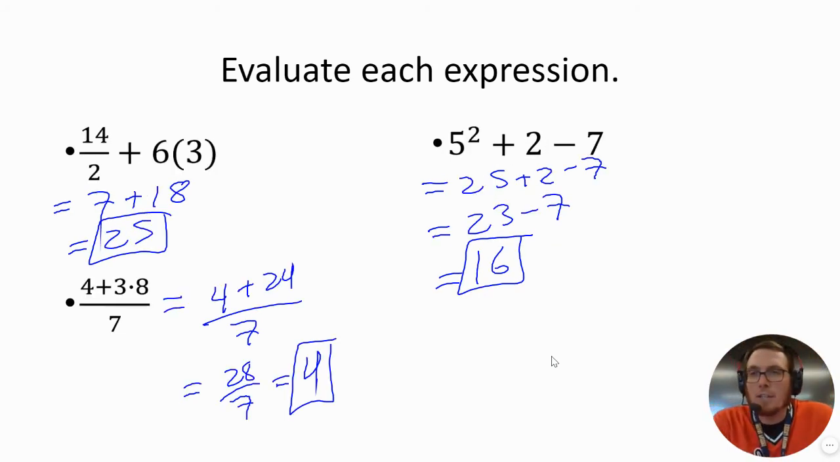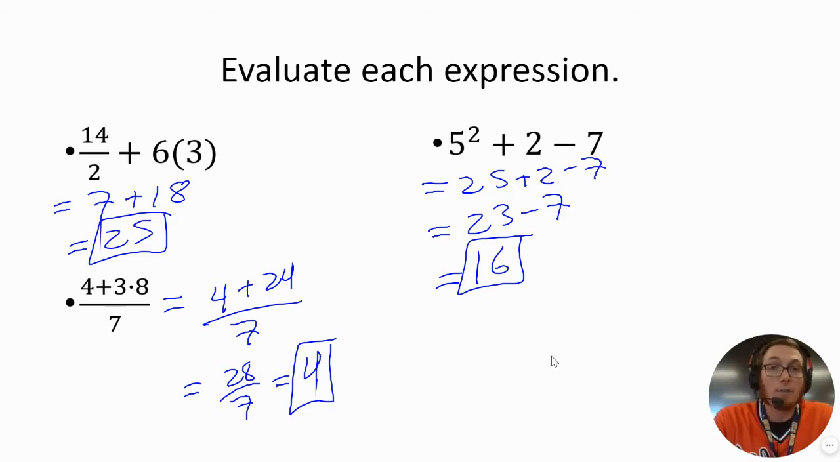Just reminders, the top left one on this slide, you want to make sure that a fraction is also a way of division. So 14 divided by 2 is the same as 14 over 2, and that's a division question. On the bottom left side, you can treat that fraction bar as kind of a parenthesis, so you have to do the whole top and then the whole bottom separately. So you better deal with the numerator as if it's its own equation. You've got to do 3 times 8 first, and then add the 4, and then divide it all by 7.